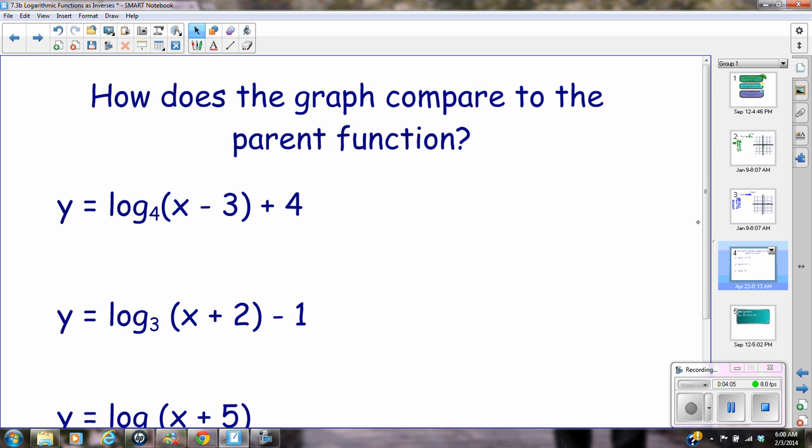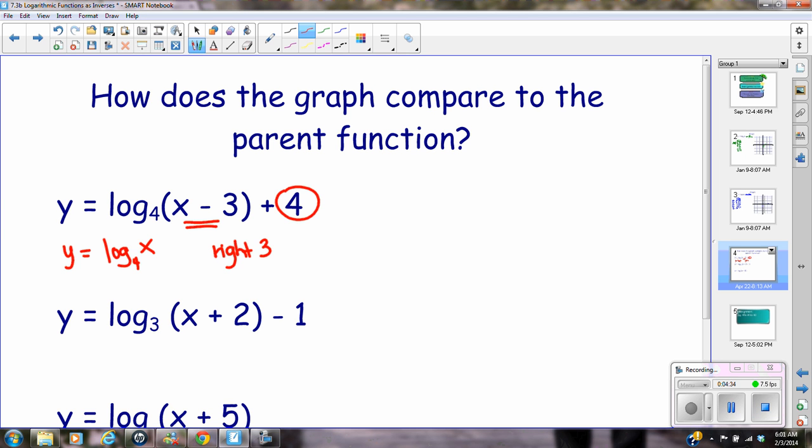The last questions you'll have today: how does the graph compare to the parent function? We've done this a million times. If we have y equals log base 4 of x minus 3, plus 4, first off, let's identify the parent function. It looks to me like the parent function here would just be the more basic function, y equals log base 4 of x. How has this been transformed? Well, based on this, it looks like it's been moved to the right 3. And based on this, up 4.